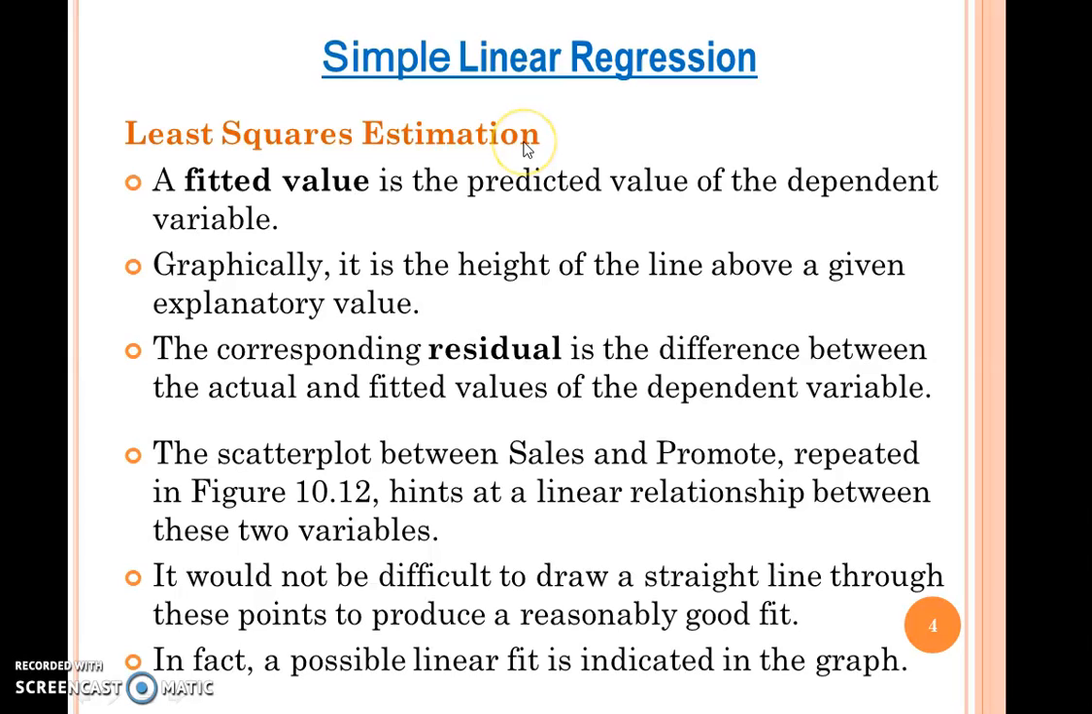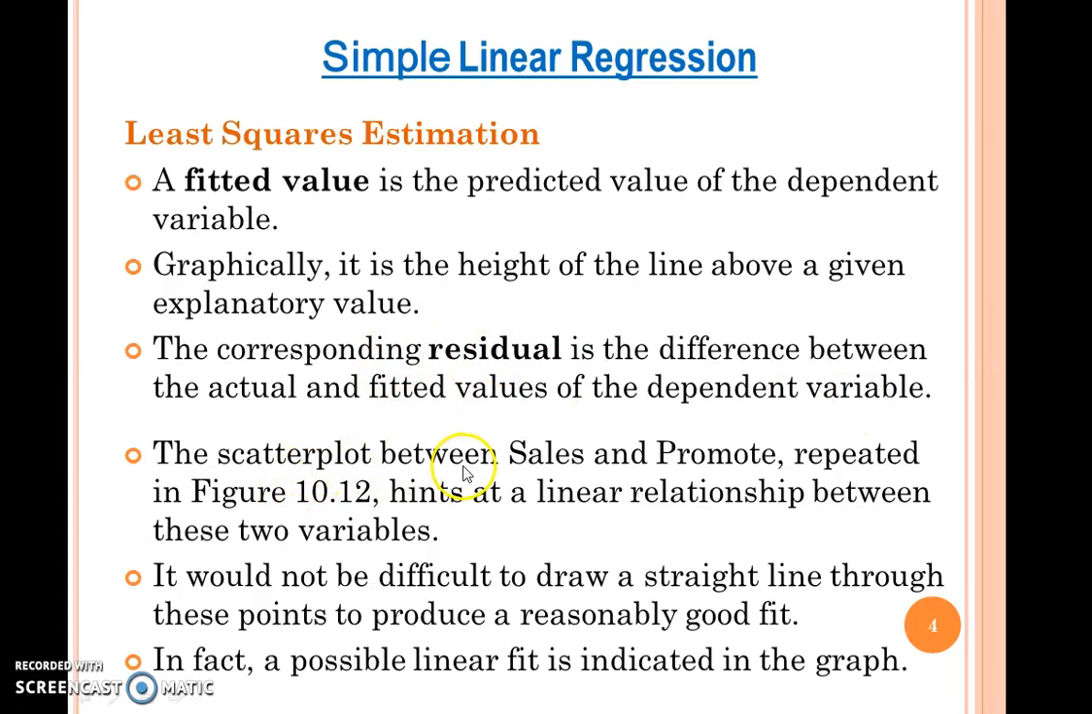Least squares estimation. By estimating the least squares line, we will try to reduce the error in simple linear regression. Here there is a fitted value. It is the predicted value of the dependent variable. Graphically, it is the height of the line above a given explanatory value. We will see this in the graph. The corresponding residual is the difference between the actual and fitted values of the dependent variable. So here we have the dependent variable, and the difference will be defined over here.